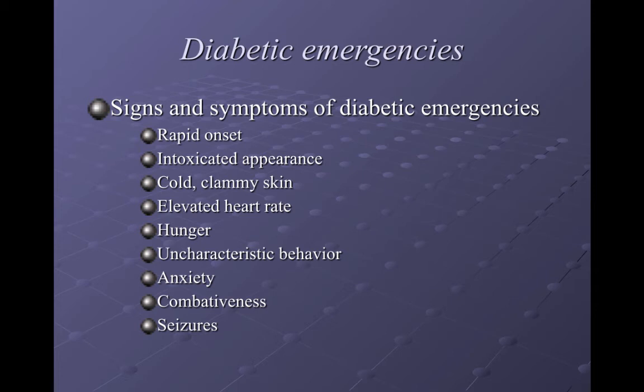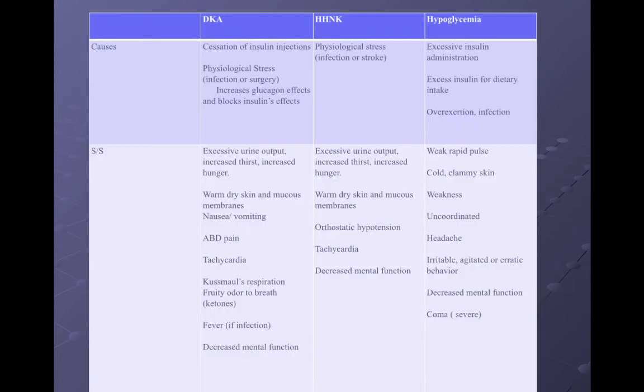So now let's just take a look at a breakdown of the causes, signs, and symptoms of DKA, HHNK, and hyperglycemia. So, starting on the left, we've got the causes. In DKA, cessation of insulin injection, so they stop taking their insulin. Physiological stress, an infection or surgery, or just increased glucagon effects, which block insulin effects.